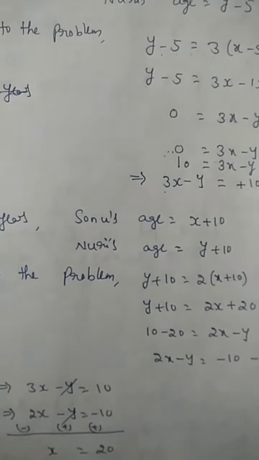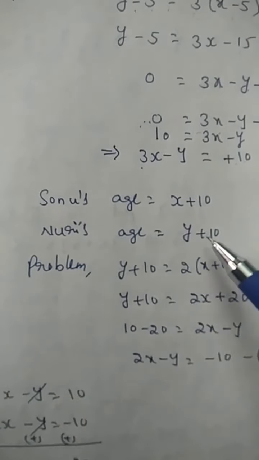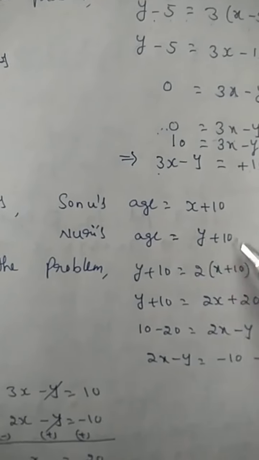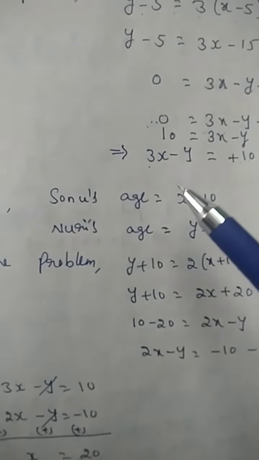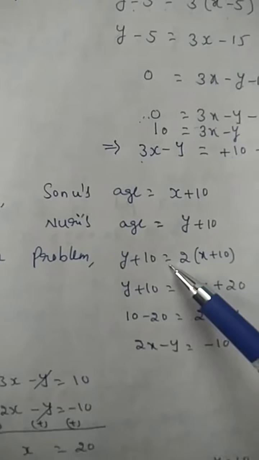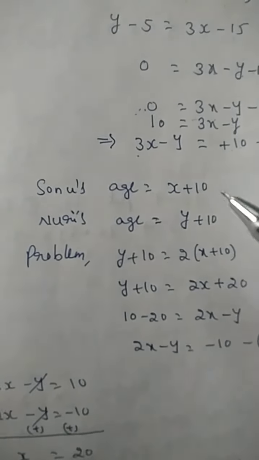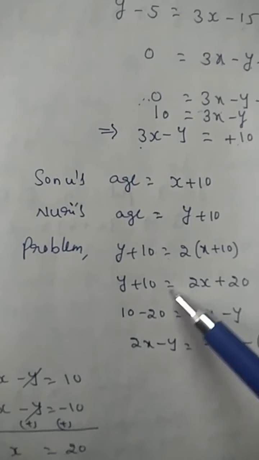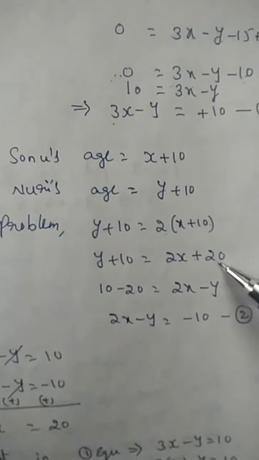Because 10 years are to be added to the present ages, after 10 years Noori's age is y plus 10. According to the condition, Noori's age is equal to twice Sonu's age. So y plus 10 is equal to 2 into Sonu's age, which is x plus 10. That is equal to 2 into x plus 2 into 10, which is 2x plus 20.